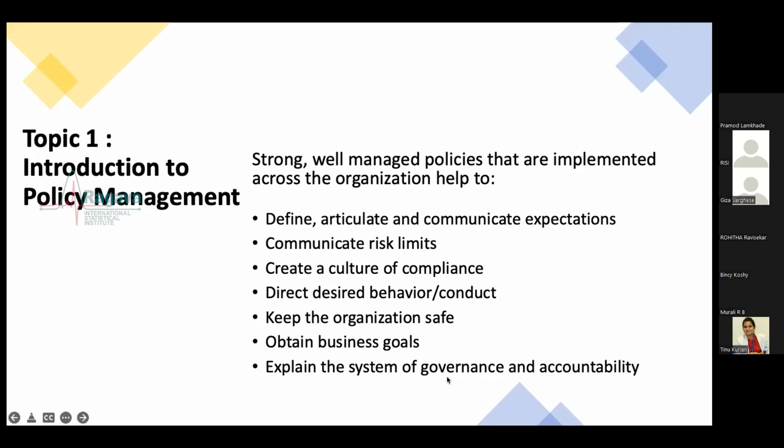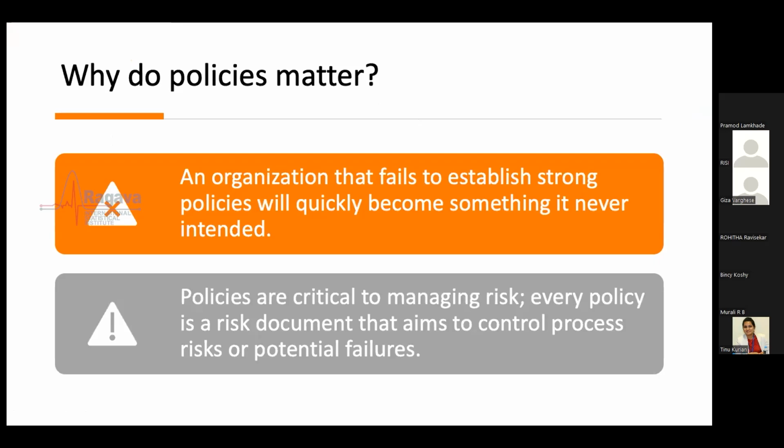So this is why policies matter. These are the importance of having a policy in place. Any organization that fails to establish strong policies will fail to attain their overarching goals and objectives. If an organization doesn't have policies and procedures in place, they will soon fail to achieve their objectives.